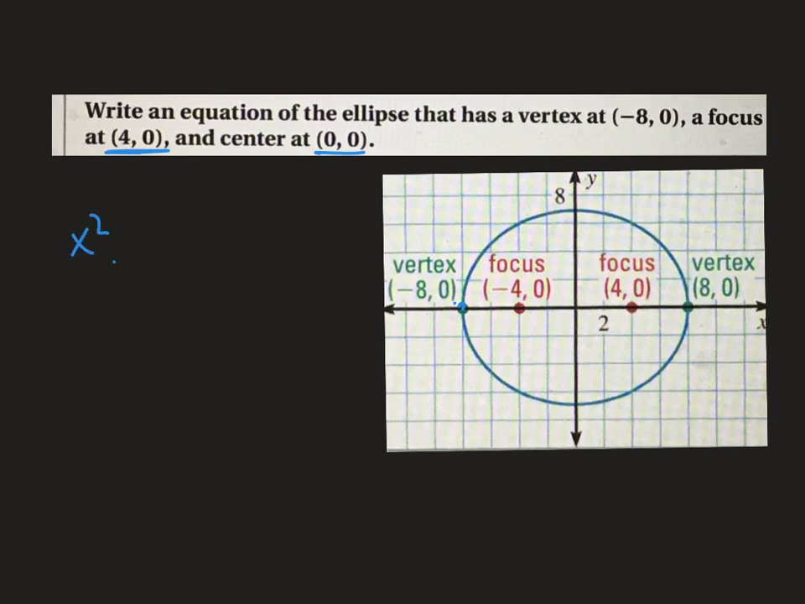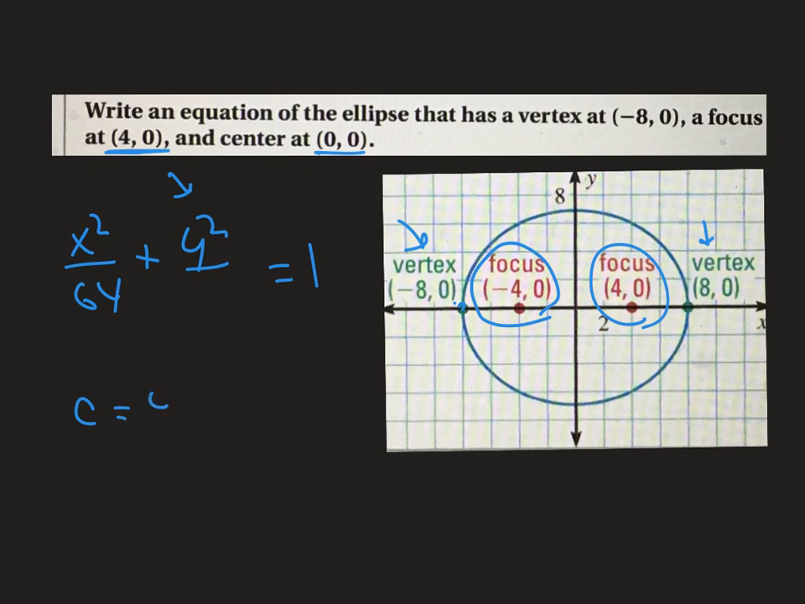So here's what I know. It's x squared over something, y squared over something equals 1. Vertex is at negative 8 and positive 8. And it's on the x-axis, which means x is the major. If you square that, you get 64. What you don't know is what goes underneath your y. But I do know what the foci are. They're 4 and negative 4. Remember, the foci are c away. So c is 4, because they're 4 away from the center right there.